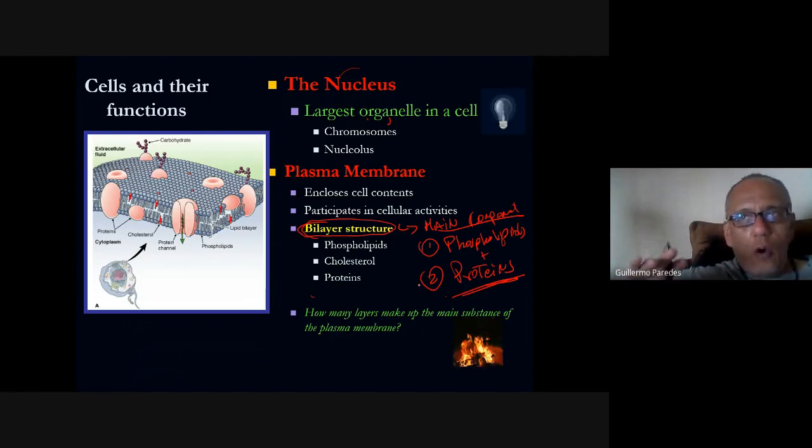But those are not the only ones. The main are phospholipids and proteins, but there are other components that have important functions too. For example, in the cell membrane we have cholesterol. Cholesterol is fat, and it is immersed in between this cell membrane.